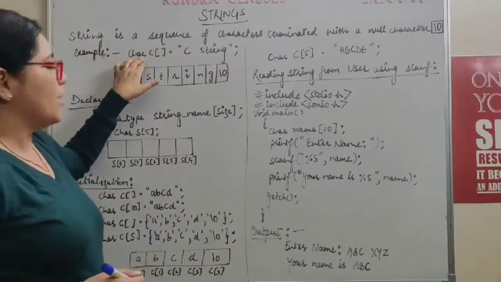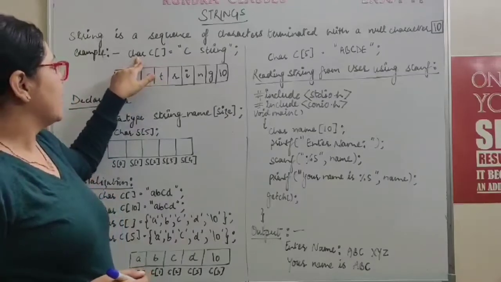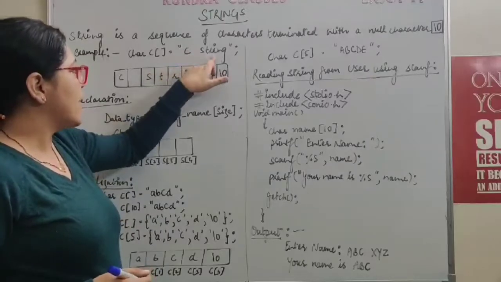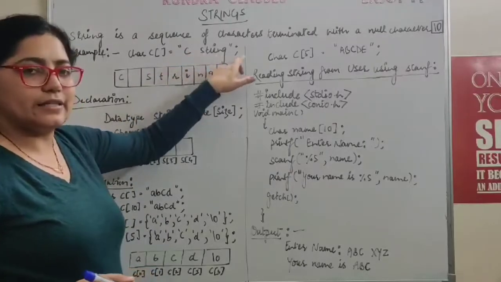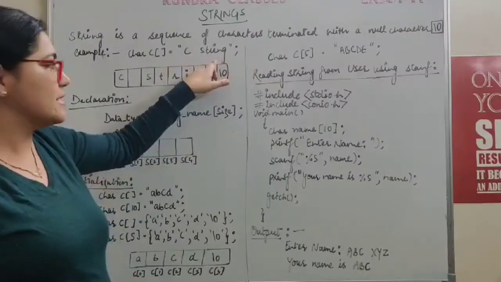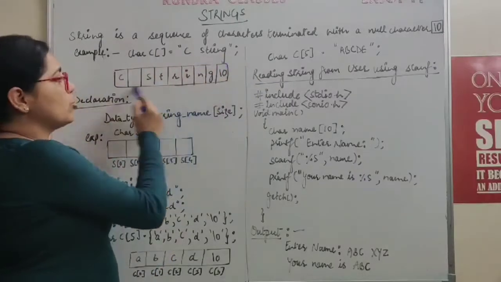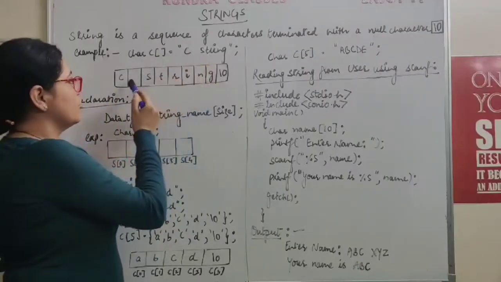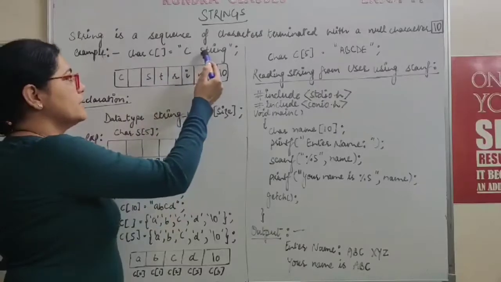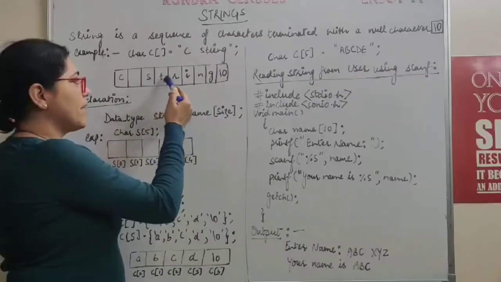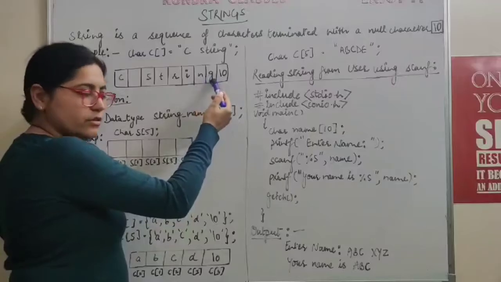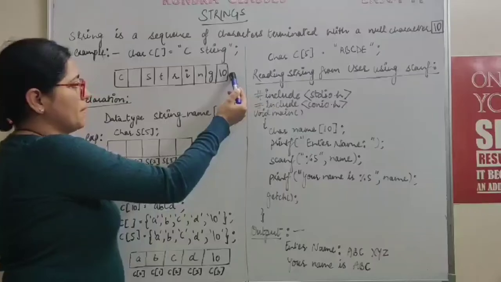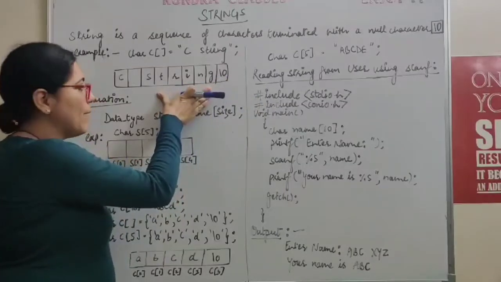For example, this is a string: char c, and we have initialized the value "c string" inside this. इसके अंदर c string initialize किया है. So कैसे store होगा ये c string? c, there is a space after c, तो space store होगा. Then the string will be stored character by character in the further locations, and at the end there will be a null character. So this way strings are stored in memory.